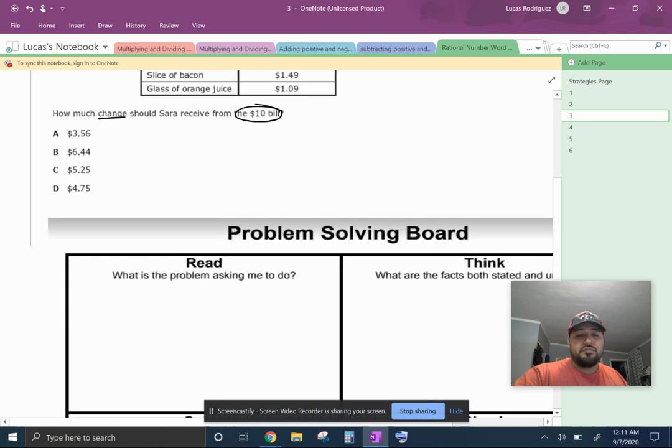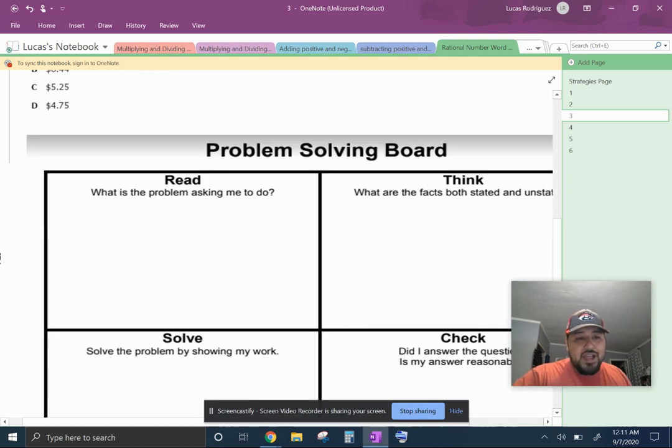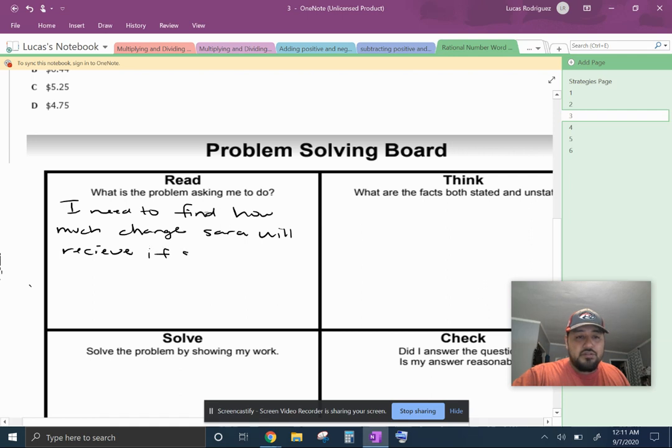So I'm going to go to my reads for my I need to find statement. So I need to find how much change Sarah will receive if she pays with a $10 bill. All right, that's what I need to find.